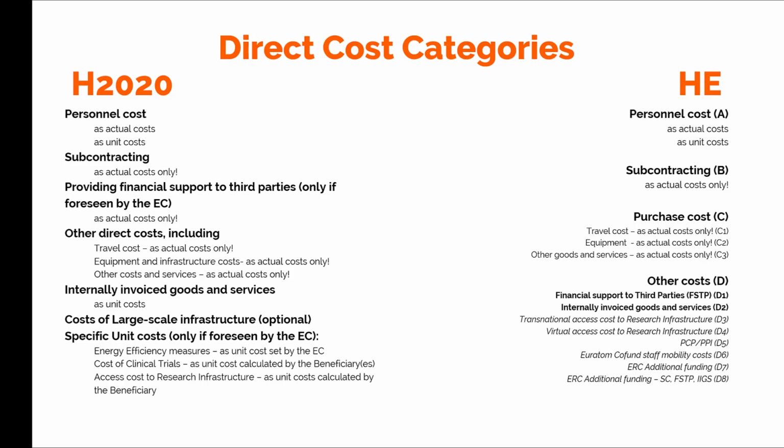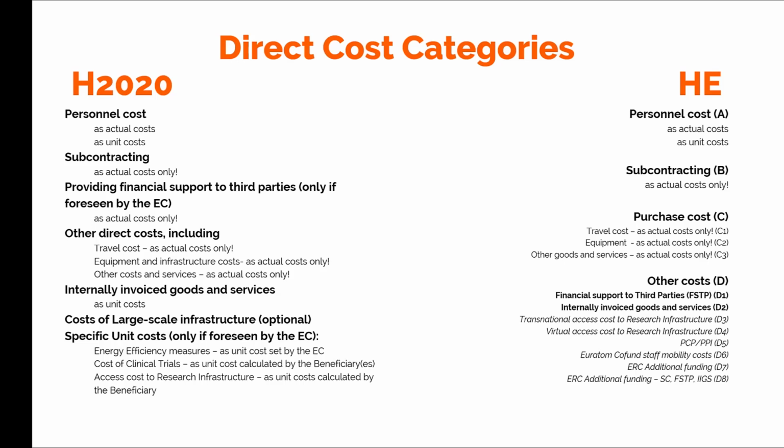And some of the cost categories listed here are project specific, like the financial support to third parties, or the specific unit cost, like clinical trial cost, access to research infrastructure cost. These are only available cost categories to report your cost to, in case these cost categories were particularly foreseen in the context to which you are submitting your proposal. So this was and is Horizon 2020.